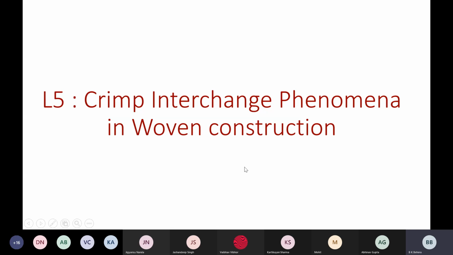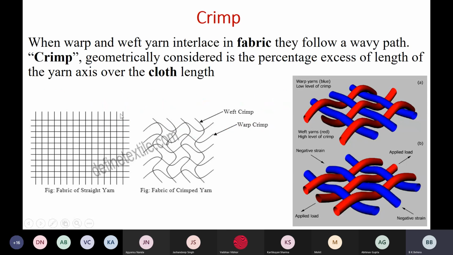So your next chapter is crimp interchange phenomena. We will learn more about crimp of fabric. Let us see first, then I will give you the idea of why we study this chapter. Now you can see crimp. As I said, we just loosely talk about crimp in the fabric. It is actually crimp in the yarn, as you can see.